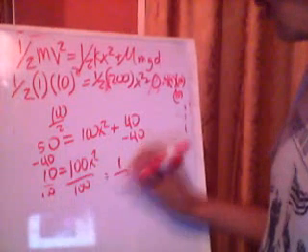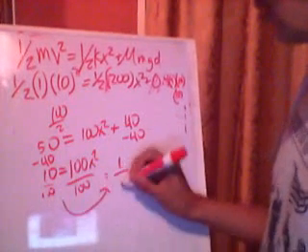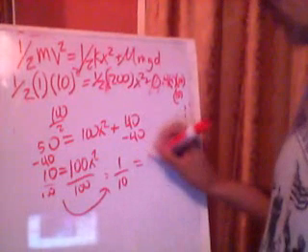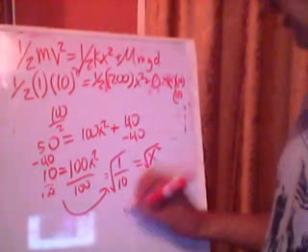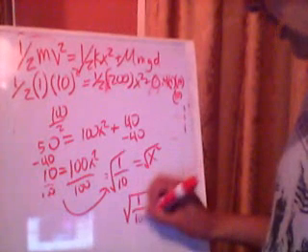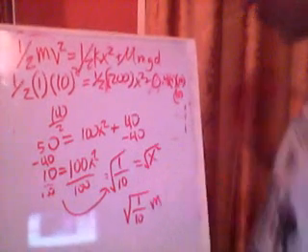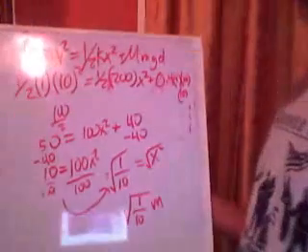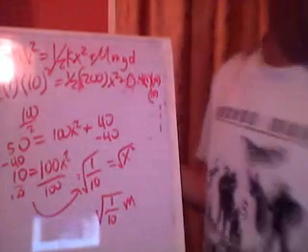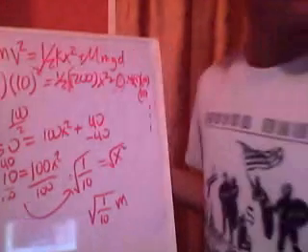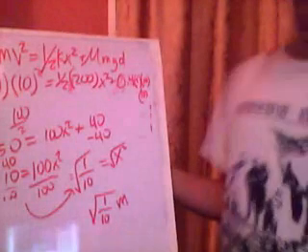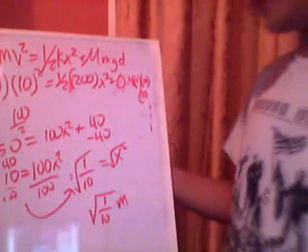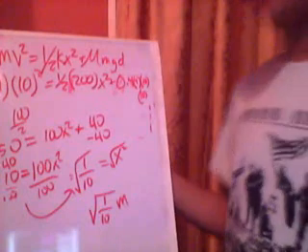1 over 10 equals x squared, and you need to get rid of your square. And the square root of 1 over 10 meters is the maximum compression of the spring. So going back to the question, yes, the block will make it past the friction surface, and it will make it far enough to compress the spring the square root of 1 over 10 meters.